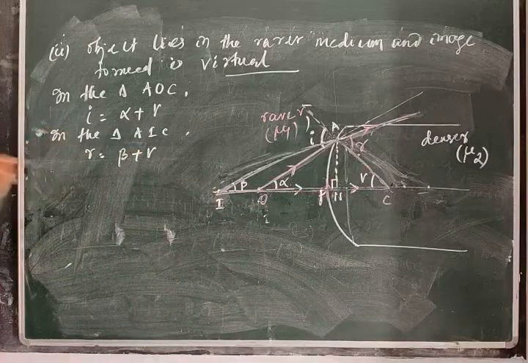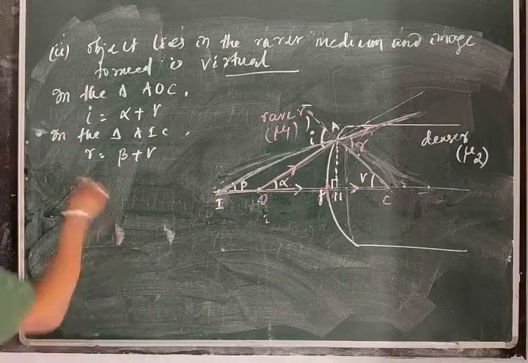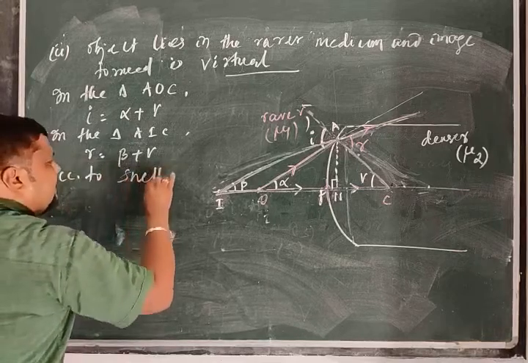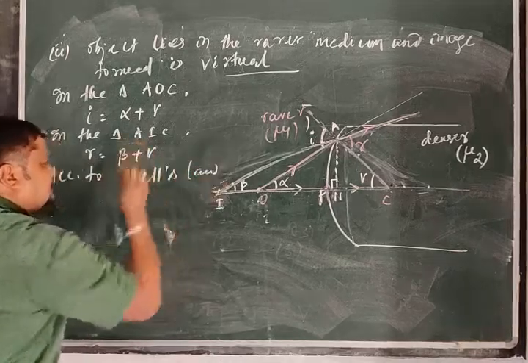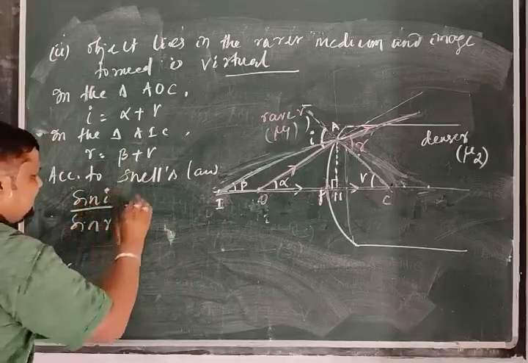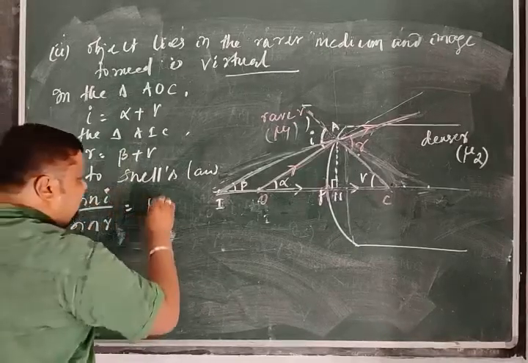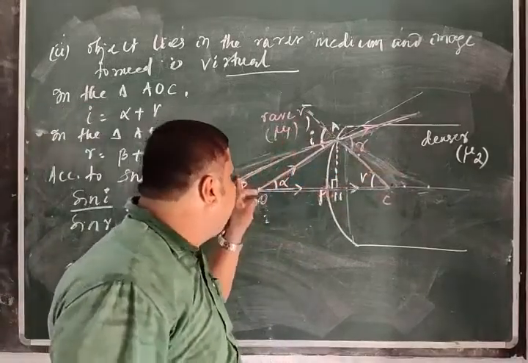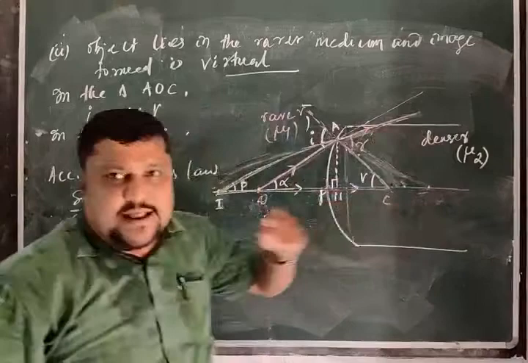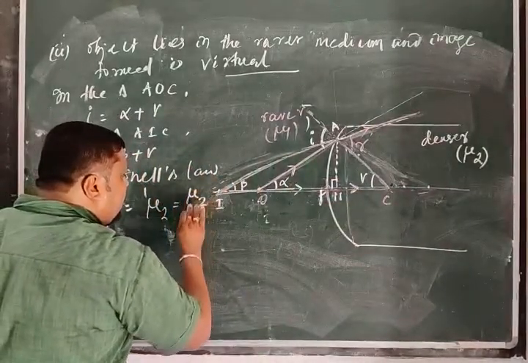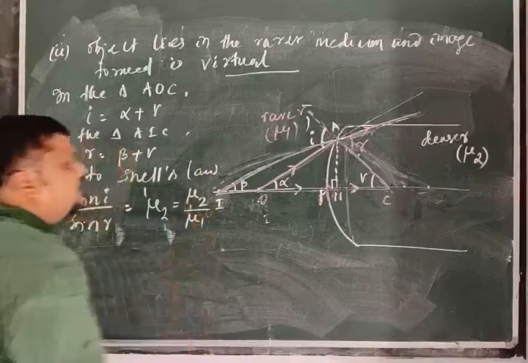Then after taking I and R, use Snell's law. According to Snell's law, sin I by sin R, angle of incidence by angle of refraction, is equal to refractive index of second with respect to first, denser with respect to rarer, because the ray is traveling from rarer to denser. Or I can write this is equal to mu2 divided by mu1.